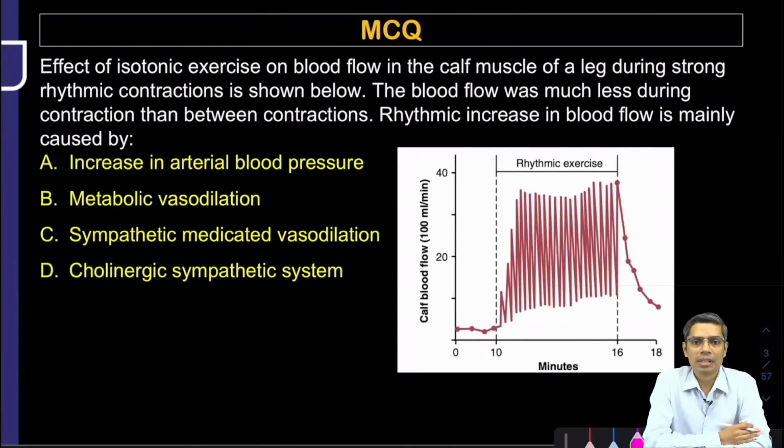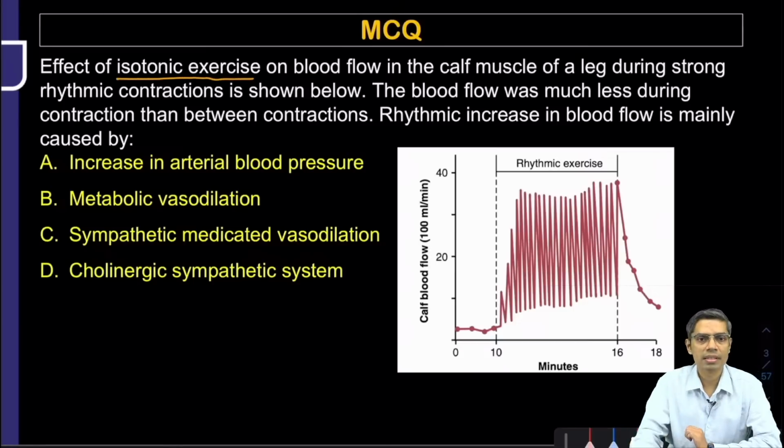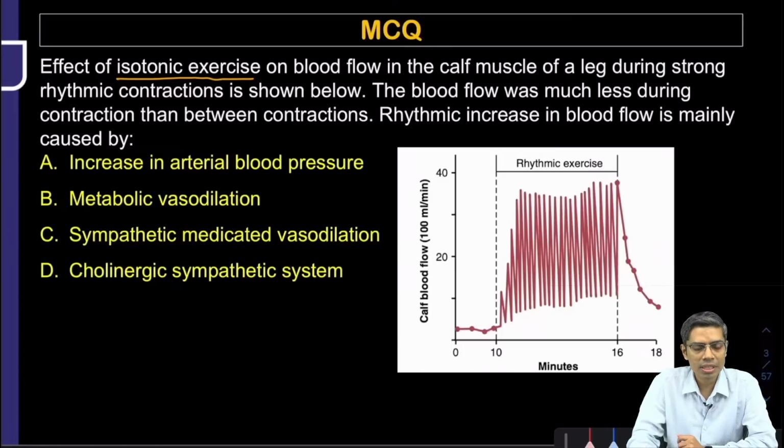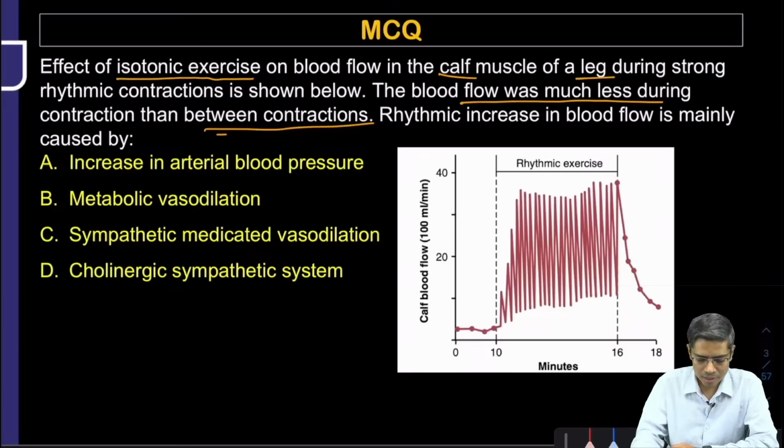Okay. So look at the question and try to guess your answer first, then I will give you the explanation. One of the very important MCQs here. The effect of isotonic exercise. Whenever you are reading a question, first of all you have to look at what kind of exercise they are saying. All of you know that isotonic and isometric are two different types of exercise. Here isotonic exercise is in the question, and they are showing the blood flow of the calf muscle of the leg. The blood flow was much less during contraction, and in between contractions blood flow increases, right. Now they are asking about the rhythmic increase in blood flow. What is the cause of this increased blood flow during relaxation of the muscle, right.